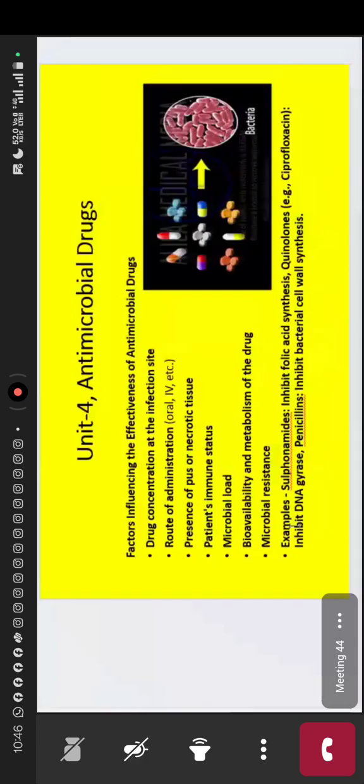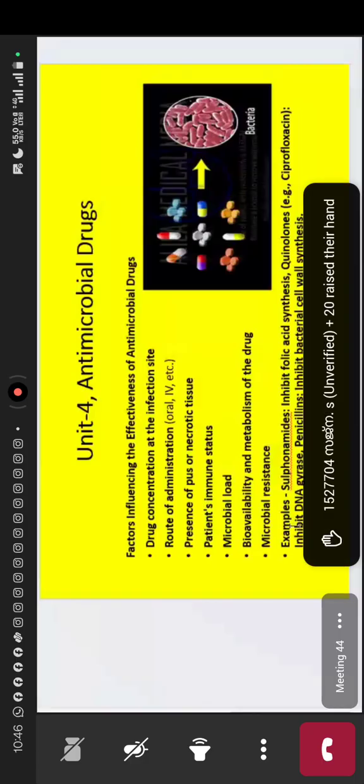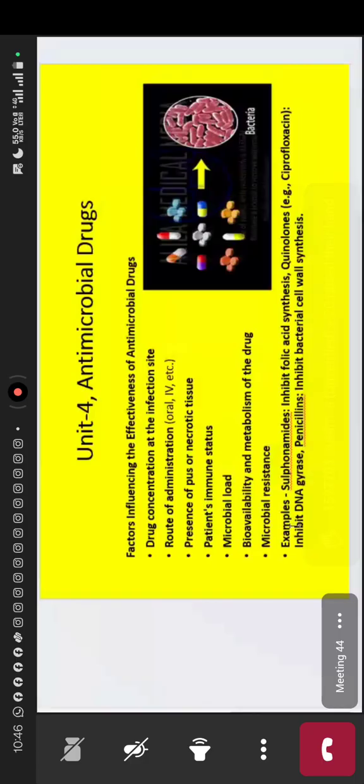So what are the factors that influence the effectiveness of antimicrobial drugs? First one is the drug concentration, that is, how much drug concentration you provide to the infected person. Route of administration, which route you have used to administer the drug. Presence of pus or necrotic tissue, patient immune status, microbial load, bioavailability and metabolism of drug, microbial resistance, right?